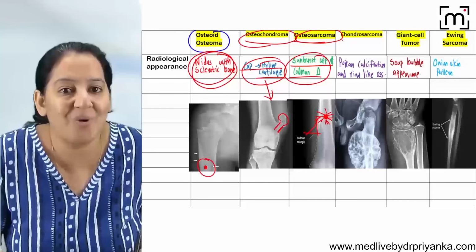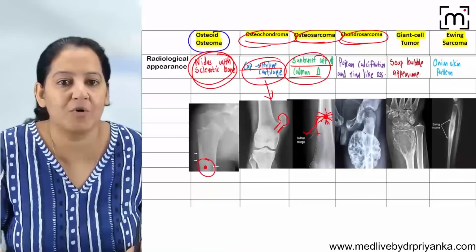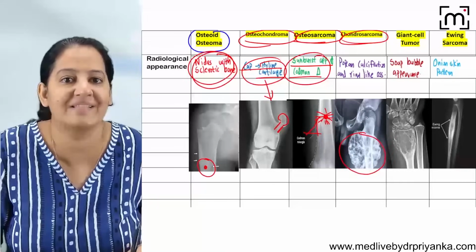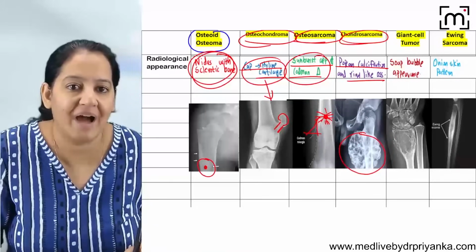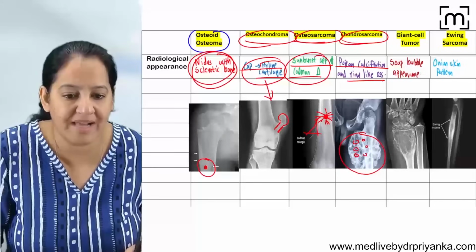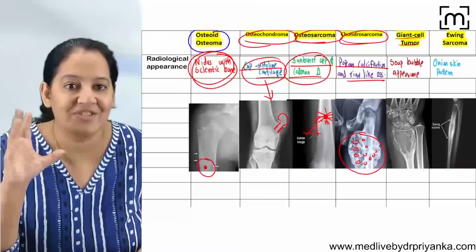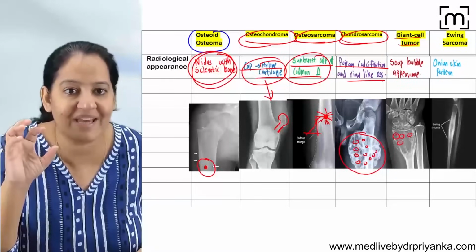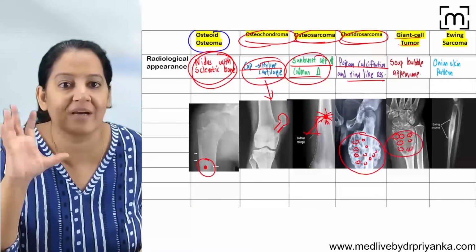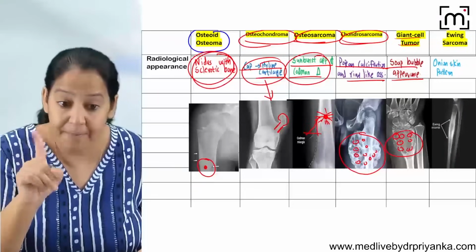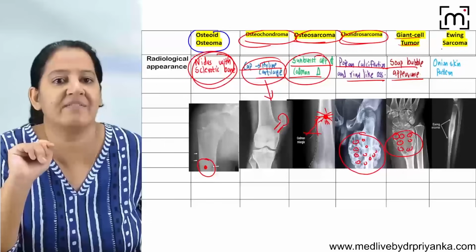The next is chondrosarcoma. The chondrosarcoma typically having popcorn calcification and ring-like ossification. The next is giant cell tumor. The giant cell tumor having multiple cystic cavities filled with the blood. It is looking a soap bubble appearance. Typically soap bubble appearance. And last is Ewing sarcoma.